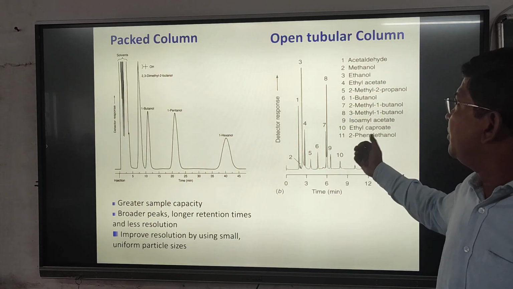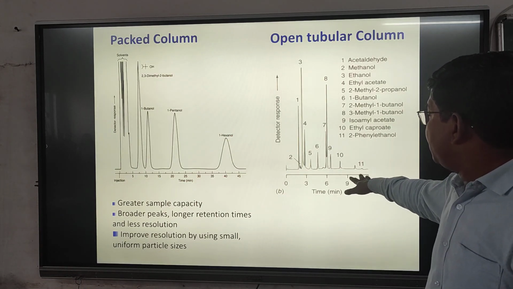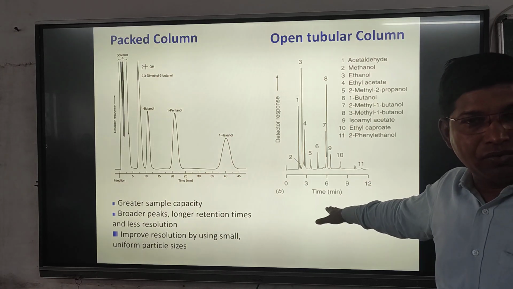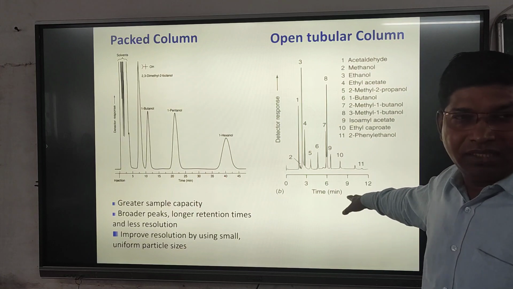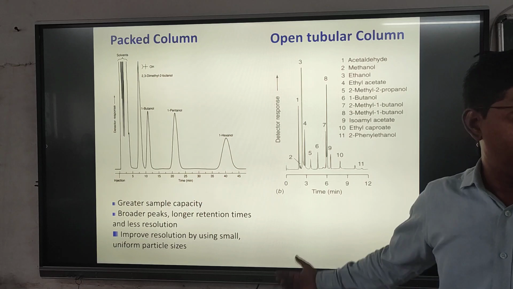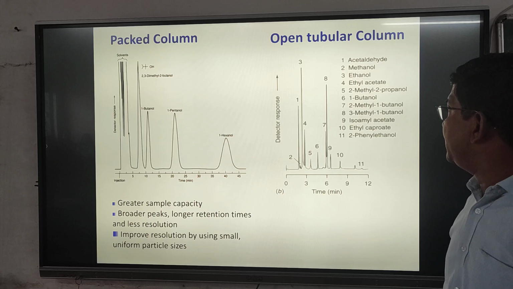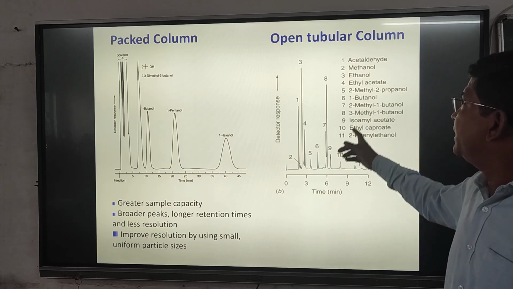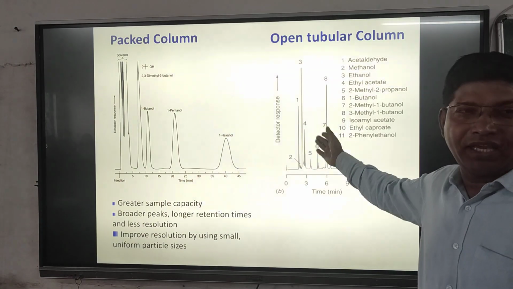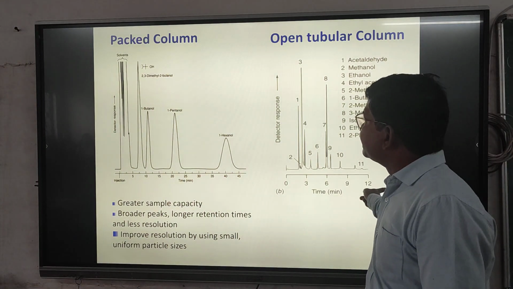Then we come to the capillary column. So what are the advantages of this capillary column? We can separate a greater number of compounds in a mixture compared to the packed column. Another one, it requires less time for analysis because the retention time is very less. So these are the advantages and disadvantages. But the disadvantage of this capillary column is it is, I think, 5 to 10 times more expensive than the packed column.